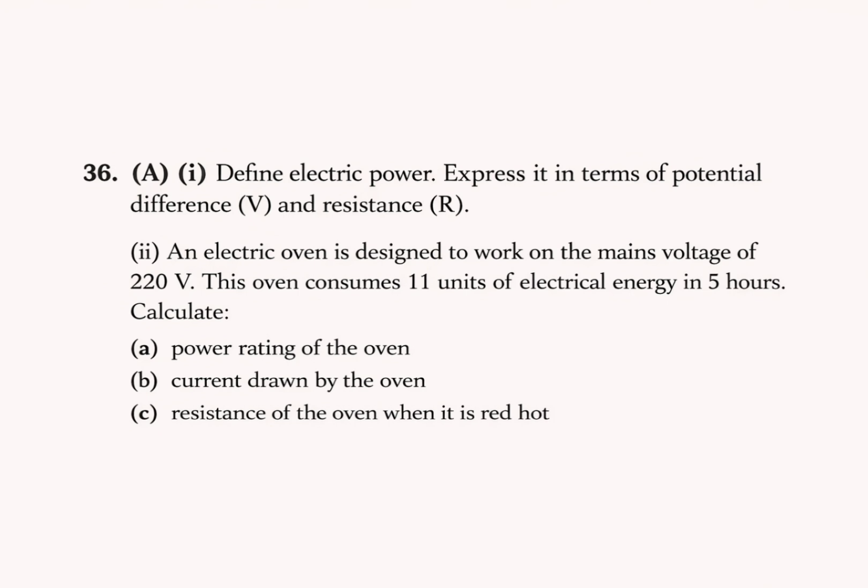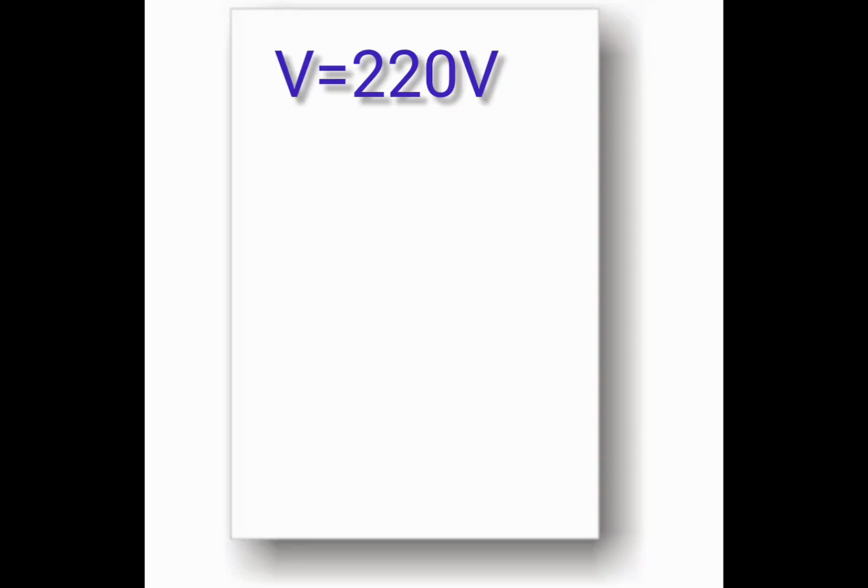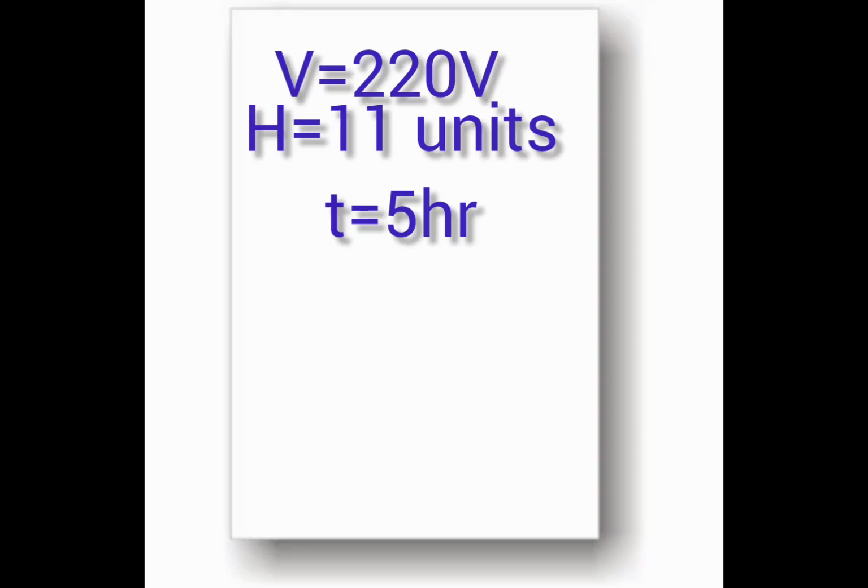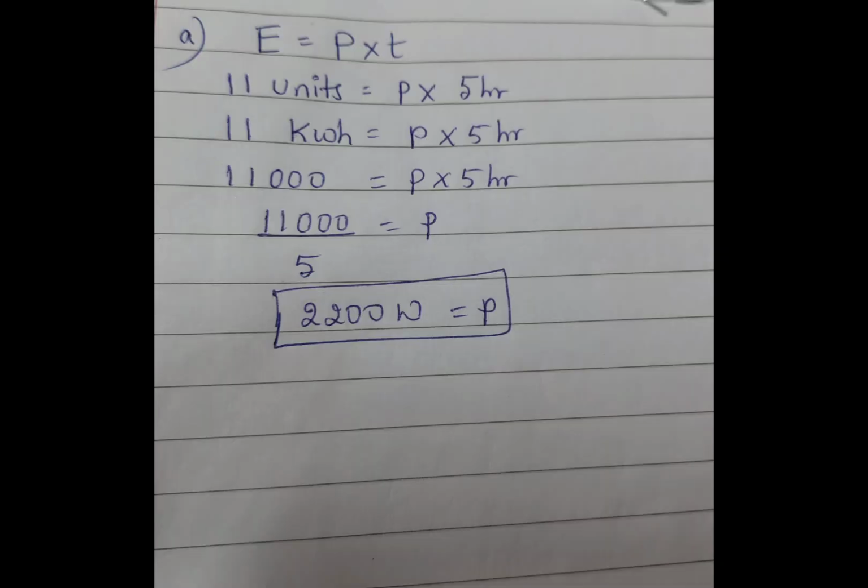So first we'll solve the first one, power rating of the oven. Okay, first we'll list the data. They have given electric energy E is equal to 11 units and time T is equal to 5 hours. So we know the formula: heat energy or electrical energy is equal to power into time, E is equal to P into T. Now they have given voltage also, that is 220 volt. Now you substitute the E value and T value in the formula. So now 11 units is equal to P into 5 hours.